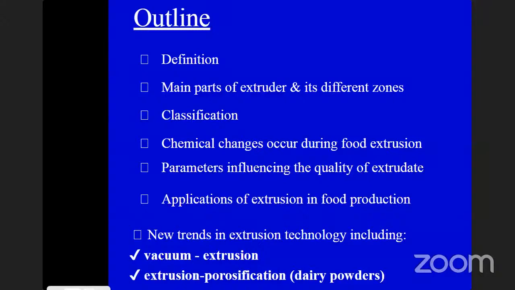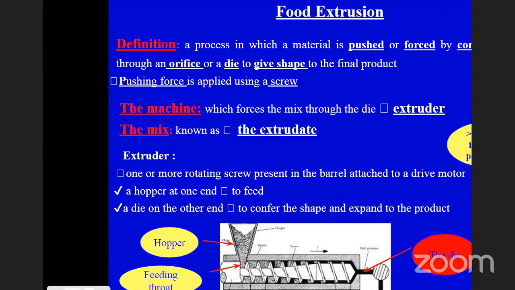So the extrusion process is defined as a process where a material is pushed or forced out by compression through a die with a design specific to the food product, shaping and expanding the mix. The pushing force is applied using a screw, so the machine which forces the mix is called an extruder, while the mix is known as an extrudate.